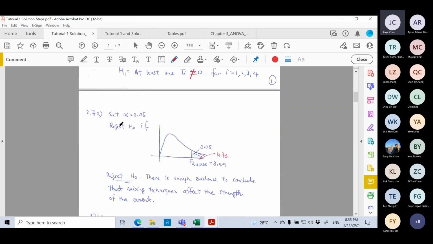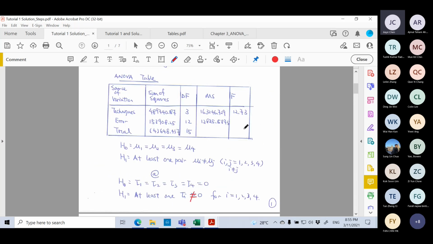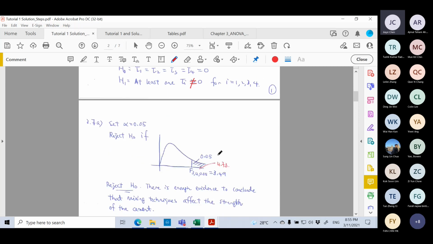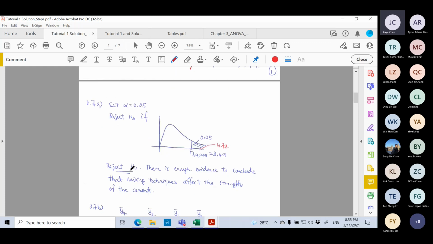And then here is how we decide whether to reject or not reject. The value of 12.73, you get from the F value. From the table, your critical value is 3.43. So you fall in the rejection region. Therefore, reject the null hypothesis. And then you can make the conclusion that there is enough evidence to conclude that the mixing technique affects the strength of the cement.